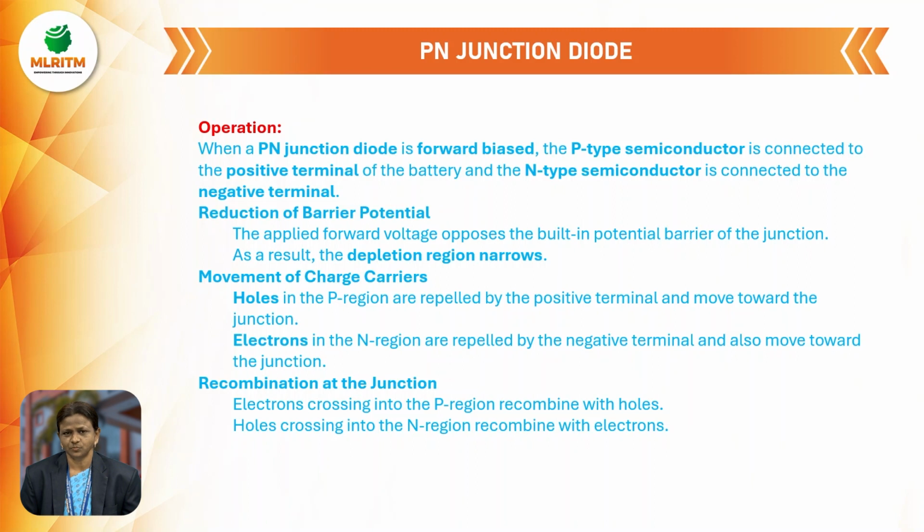Suppose this silicon is doped with a trivalent atom. Silicon atomic number is 14. So what is the electronic configuration? 1s2, 2s2, 2p6, 3s2, 3p2. So the number of valence electrons is 4. So silicon contains 4 valence electrons. Aluminum contains 3 valence electrons.